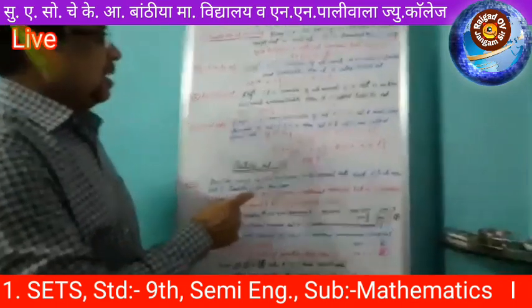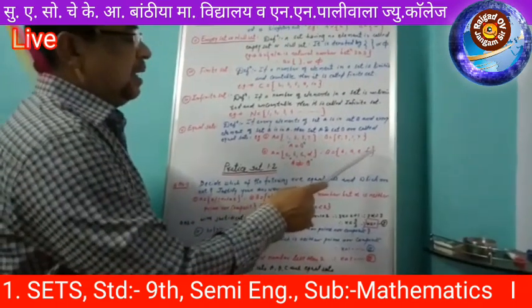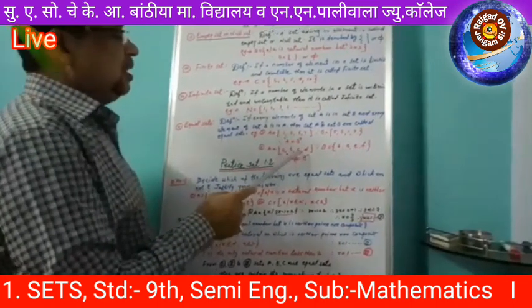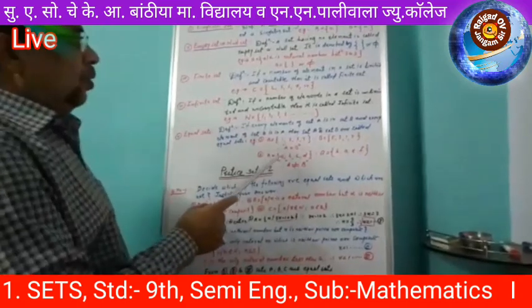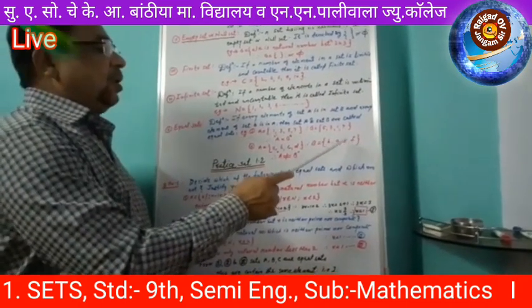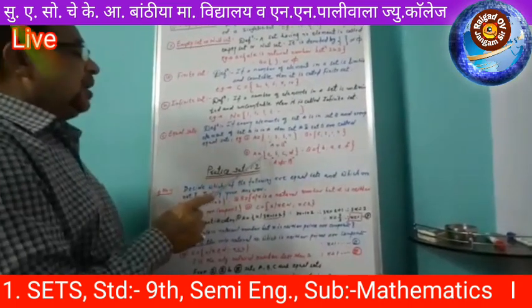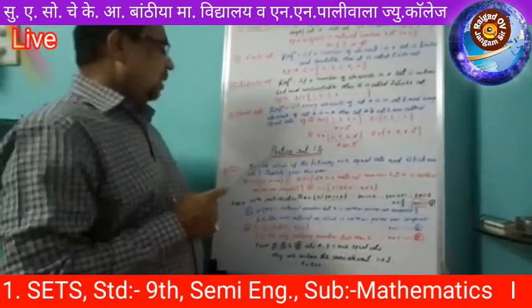Why? Because of C and D. Here C and D are not present, and E and F, these two elements, are not present in set A. It means that every element of set A is not present in B, or every element of set B is not present in A. Hence both the sets are unequal or not equal.